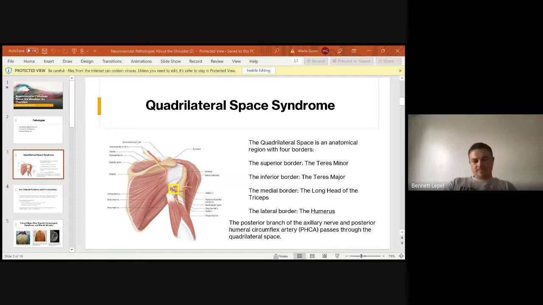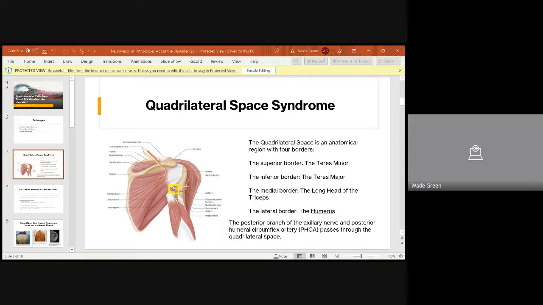Be narrow. It'd be more narrow. So if that space becomes more narrow, what do you think the consequences of narrowing of the quadrilateral space potentially would be? What kind of symptoms could somebody develop? You're going to compress that nerve. Okay, you're going to compress the nerve and even potentially the artery.